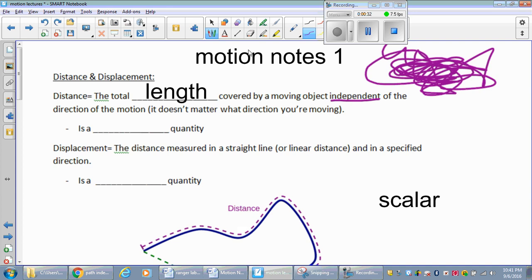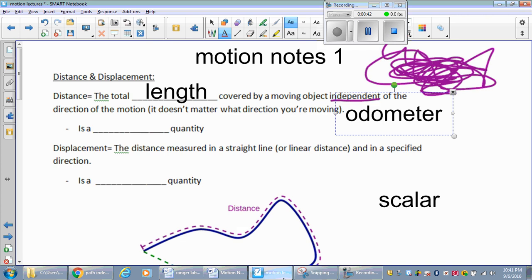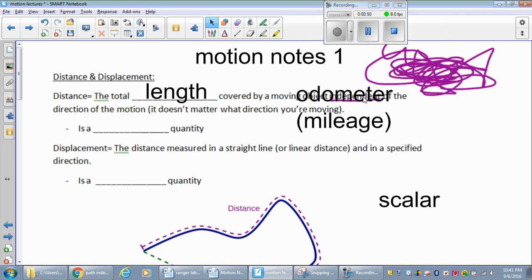So think about this as, in your car, this would be a speedometer. Not a speedometer, that's stupid. Like an odometer. Right? The odometer gets your mileage, right? Mileage. I'm going to go ahead and shrink this a little bit. Okay, so the odometer gets your mileage, right?